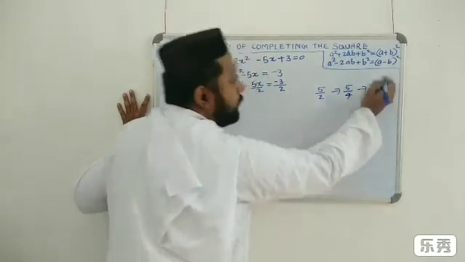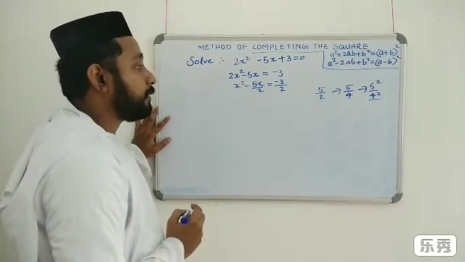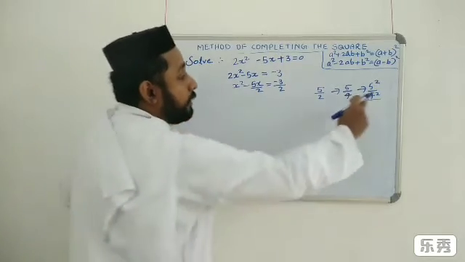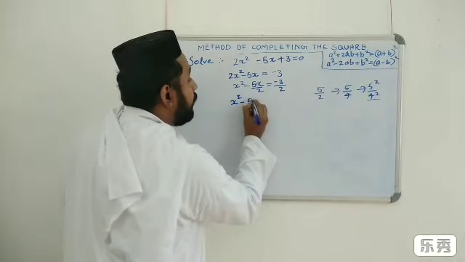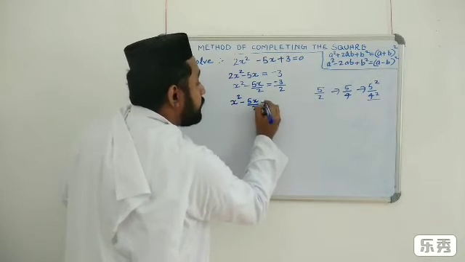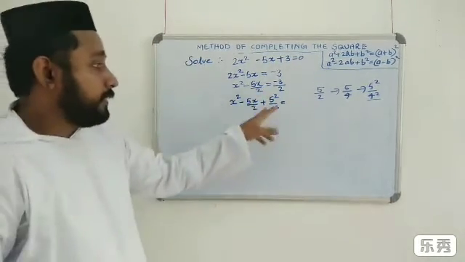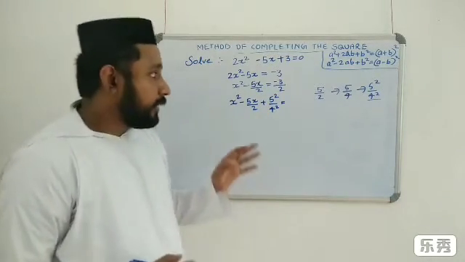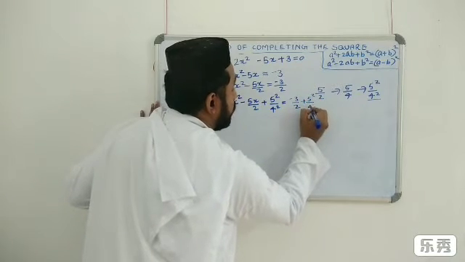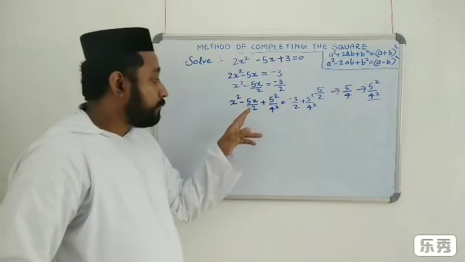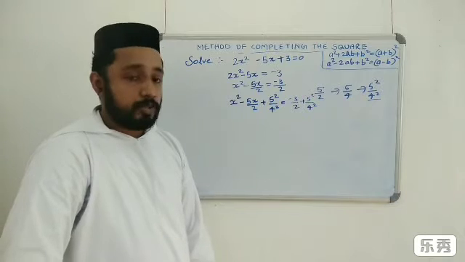Then the next step is to add this number to the equation. Our equation is x² − 5x/2 = −3/2. We have to add this number to both sides. That is, x² − 5x/2 + 5²/4² is equal to, we add 5²/4² to the LHS, and we also add it to the RHS, that is, −3/2 + 5²/4².